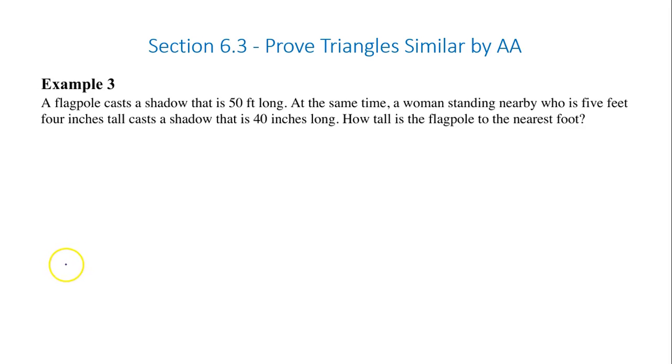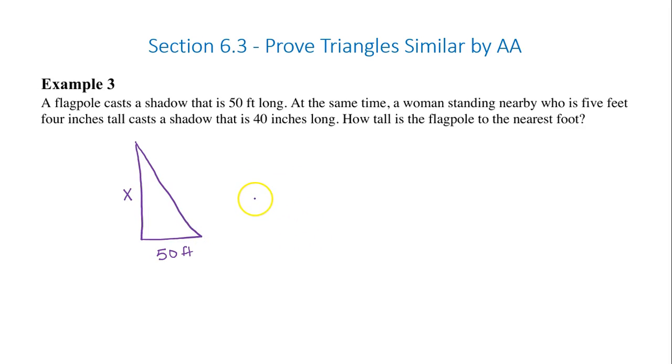Okay, so what we have to do here, my suggestion would be draw this out. An example of how I would do this is, we have a flagpole standing here, and it's casting a shadow right here that is 50 feet. We don't know how tall the flagpole is. That's actually what we're looking for. I'm going to connect these two right here.